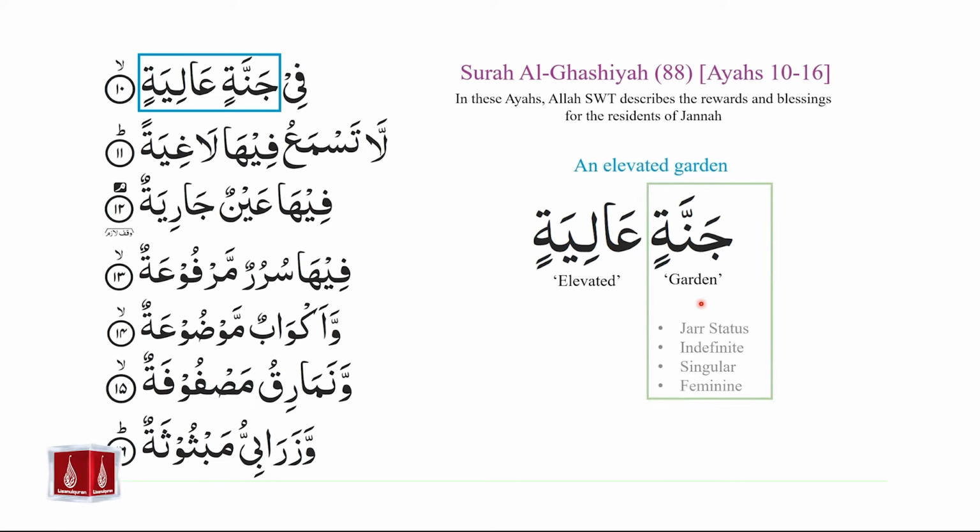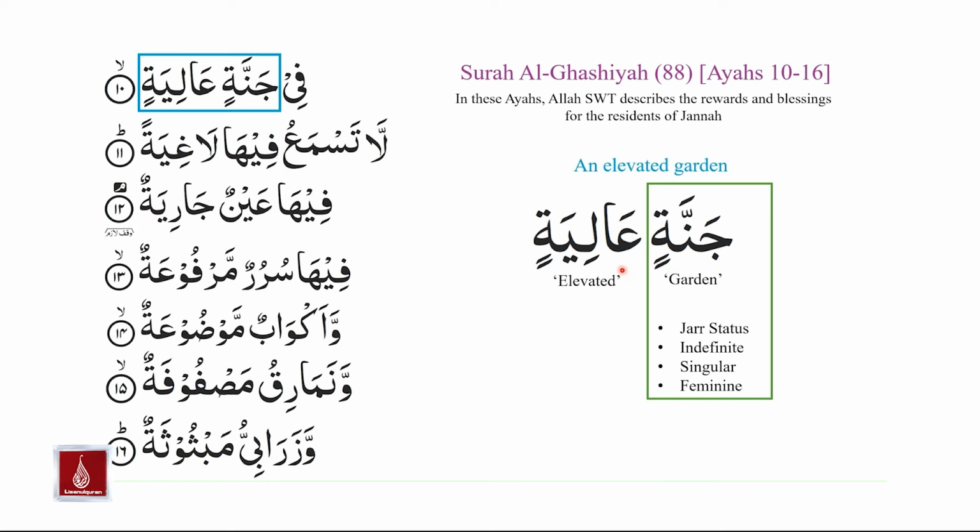If we study Jannatin in more detail, we will see that it is jar in status because of the presence of double zair at the end of the ism. It is indefinite in capacity, it is singular, and it is feminine. Jannatin is feminine because of the presence of gol ta or round ta at the end of the ism.